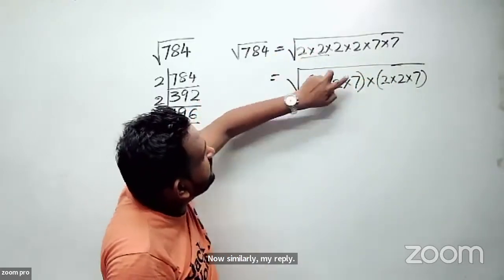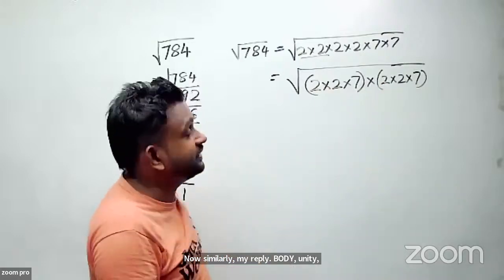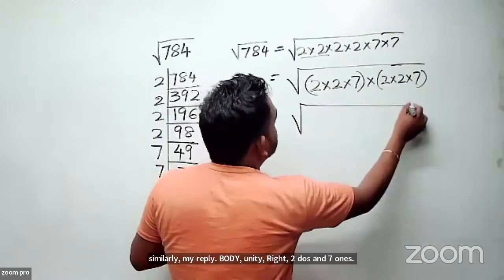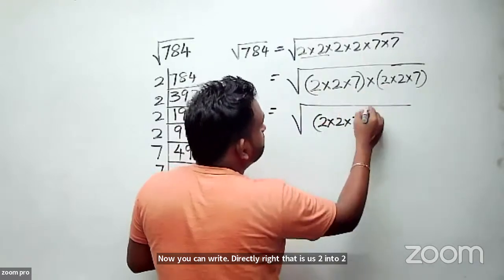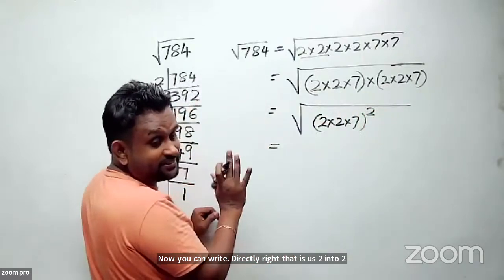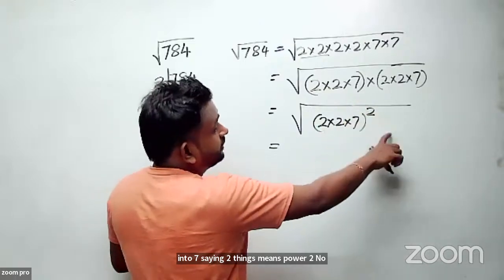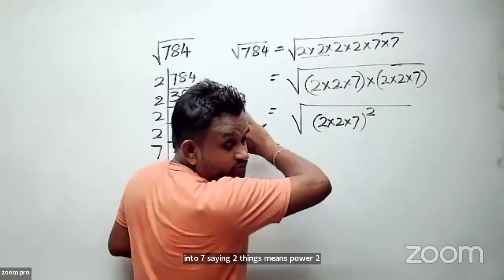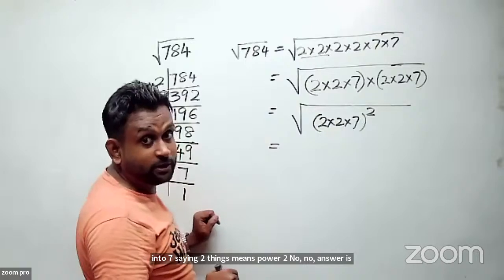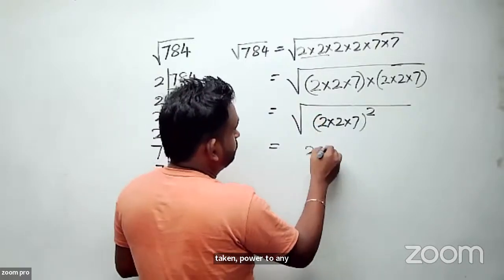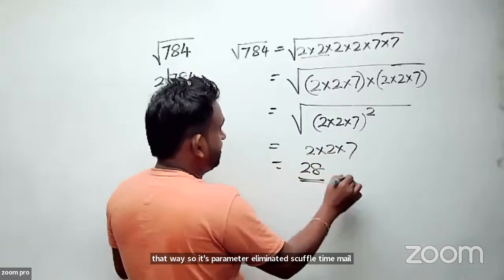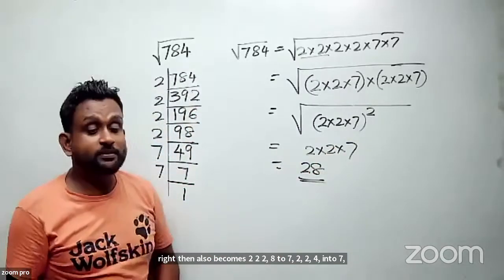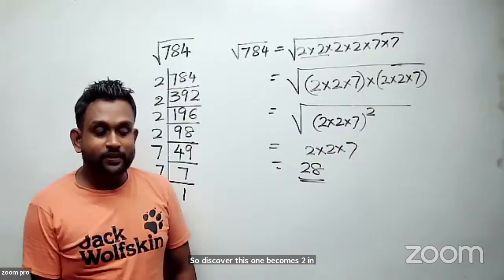Right, 2 twos and one 7. Now you can write directly, right? That is 2 into 2 into 7. Same two things means power 2. Now the answer is taken. Power 2 and square root cancel. Remember it in that way. So the square root is eliminated. Then the answer becomes 2 into 2 into 7. 2 into 2, 4, into 7, 28. So the square root of 784 becomes 28.